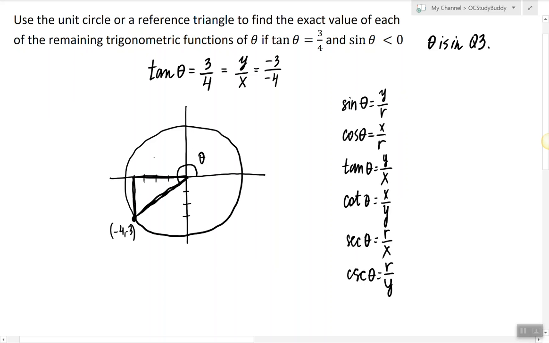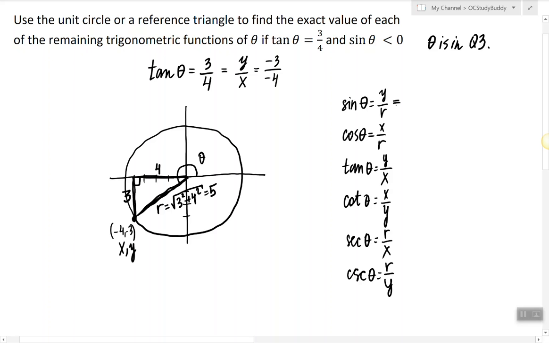In this triangle, the length of the legs is known because we know the coordinates of this point. So this is 4, this is 3, and now using this triangle and the Pythagorean theorem, we can find the radius of the circle. So the radius will simply be the square root of 3 squared plus 4 squared, which is the square root of 25, 5. So once we found the radius of the circle, we can now find the remaining trigonometric functions.